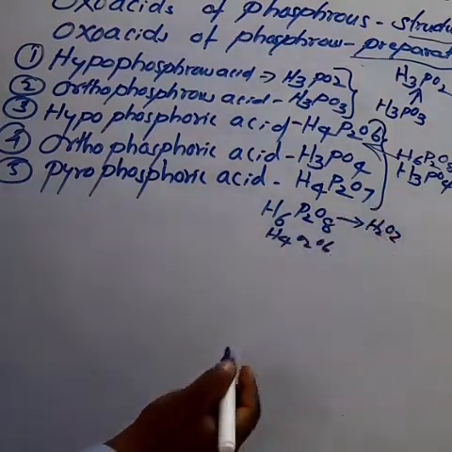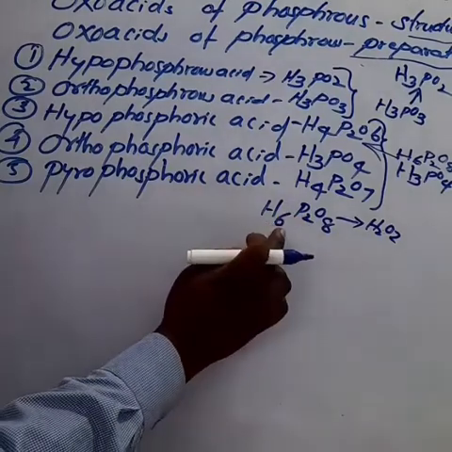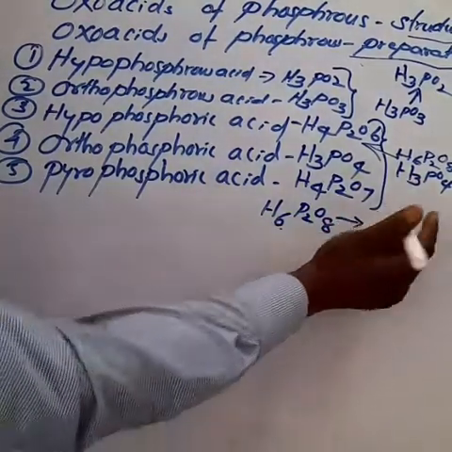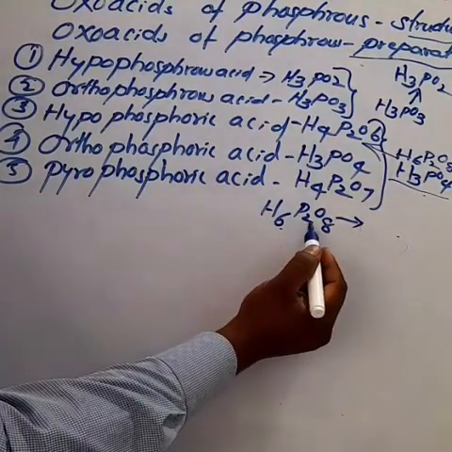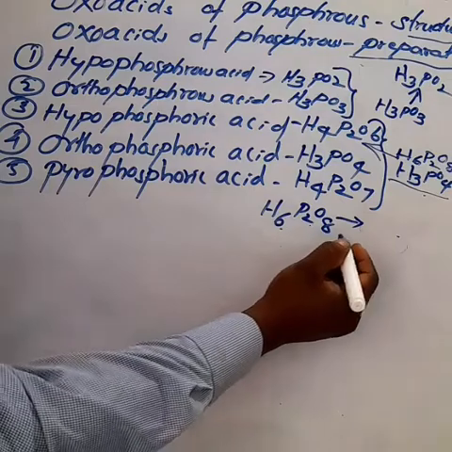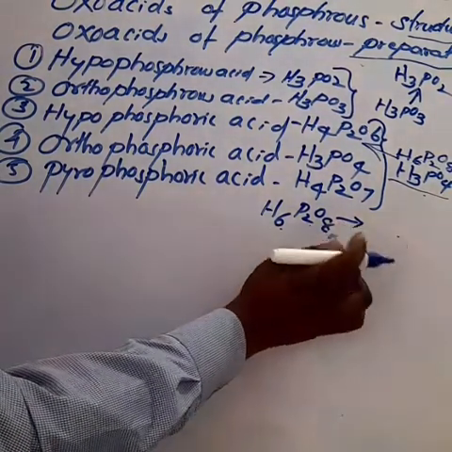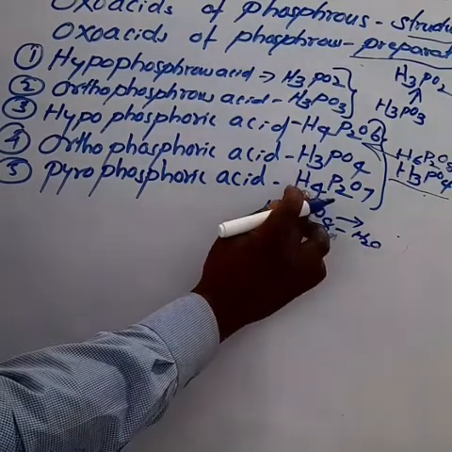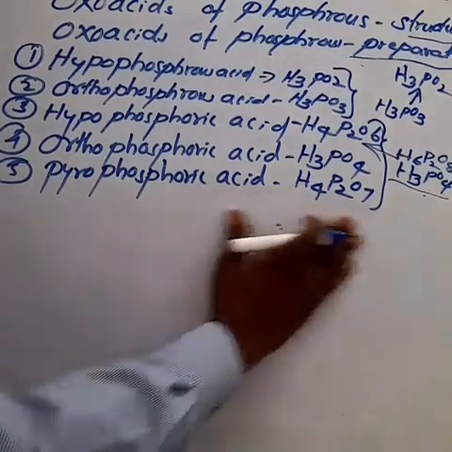Come to below. Pyrophosphoric acid. Again, say like that, multiplied by 2 from the orthophosphoric acid. Orthophosphoric acid formula H3PO4 multiplied by 2 means H6P2O8. Here I am removing one water molecule. What does the formula become? H4P2O7.